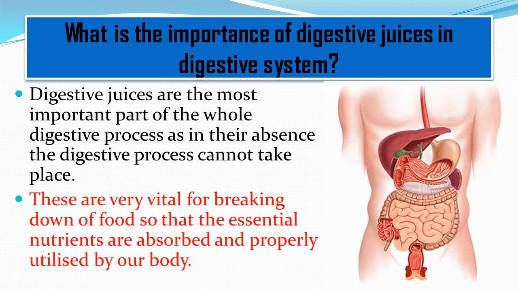And these are very vital for breaking down food so that the essential nutrients are absorbed and properly utilized by our body. So if the digestive juices are not there, what happens? The food cannot be broken down into simpler substances, and it is very difficult for our body to break down the nutrients, absorb them, and properly utilize them. So that's why digestive juices play a very important role in the digestive system.